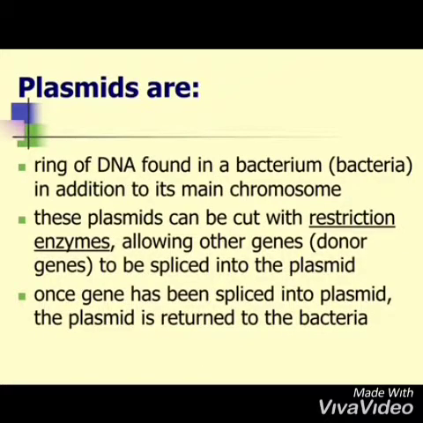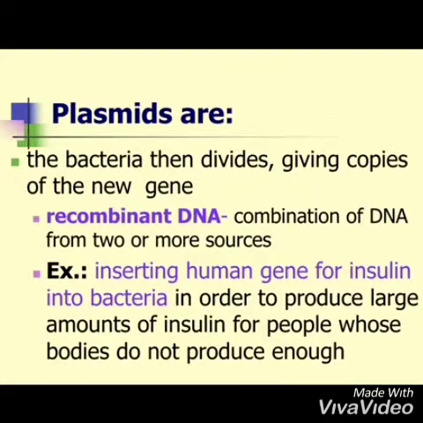Plasmids are rings of DNA found in a bacterium, in addition to its main chromosome. These plasmids can be cut with restriction enzymes, allowing other genes, or donor genes, to be spliced into the plasmids. Once the gene has been spliced into the plasmid, the plasmid is returned to the bacteria. The bacteria then divide, giving copies of the new gene.